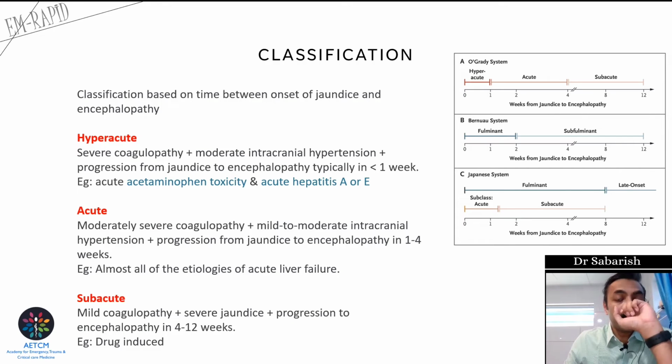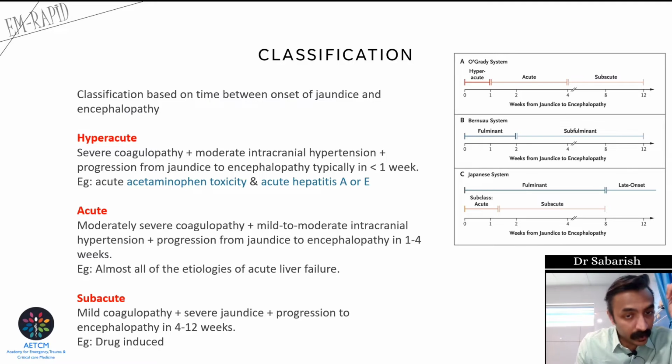So again, moving on to the classifications, as you all know, we have broadly classified into 3: hyperacute liver failure, acute liver failure, and subacute liver failure. This is predominantly based upon the duration. Hyperacute is characterized by severe coagulopathy plus moderate intracranial hypertension and progression of jaundice to encephalopathy typically in less than 1 week. So that is the key thing here. If the progression from jaundice to encephalopathy is happening in less than 1 week's time, we call it hyperacute.